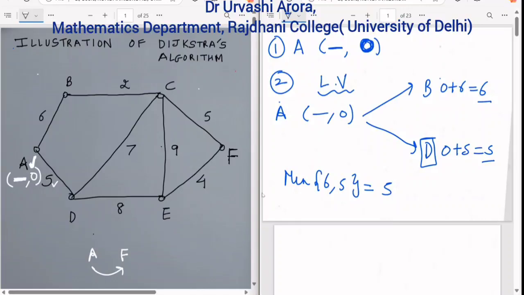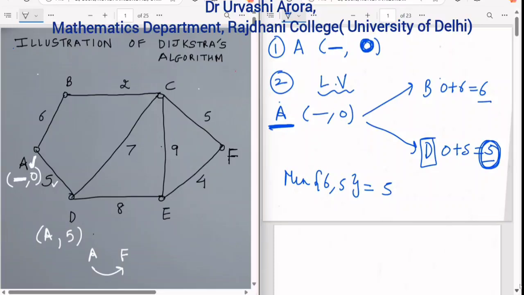And what is the label that it receives? Something dash something. Now the second component of this ordered pair is going to be the distance, which we have got as the minimum, so it is 5, and because of which vertex D has received a label. D has received a label because of the vertex A, so we write A comma 5. So the label which we give to D is A comma 5. So this completes the second step.